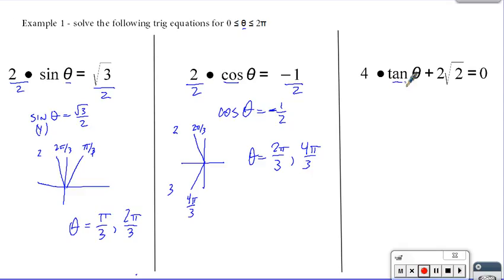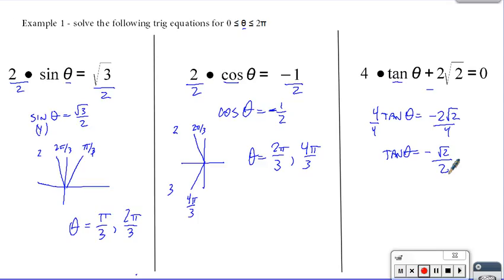Next, I have a tangent. All right, remember tangent is y over x. It's a little trickier than the other ones that we've had. So let's take a look and see what it gives us. To get rid of addition, I'm going to subtract. So 4 tangent of theta is going to equal negative 2 root 2. I'm going to divide by 4. Okay, so tangent of theta is going to equal negative root 2 over 2.